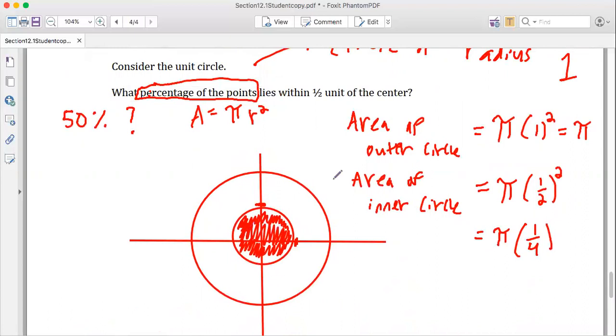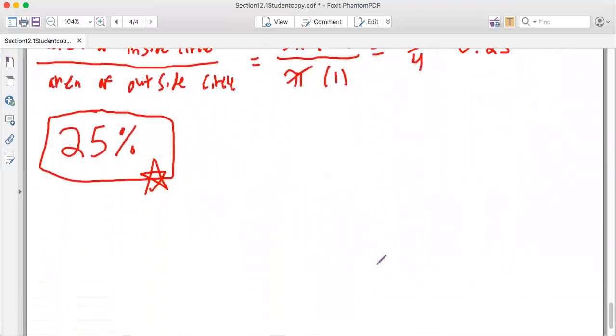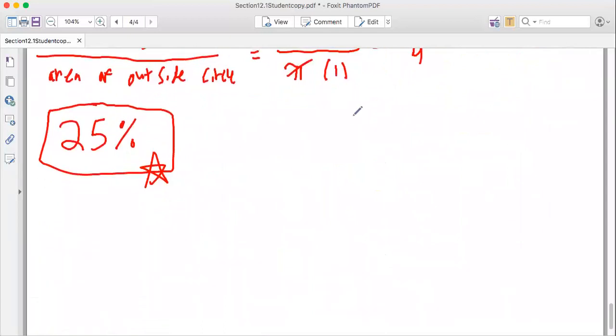My picture is not perfect by any means, right? My circles look just marginally better than they do when I draw them by hand in lecture. But it looks like it's definitely not 50%. It's too small, I think, to be half. But I think that's a good starting point for the way the question is worded, but we can solve it and actually determine what it is. It's 25% of the points. So only 25% of the points are in that inner circle relative to that outer circle, the circle of radius 1, the unit circle. That's it for section 12.1.